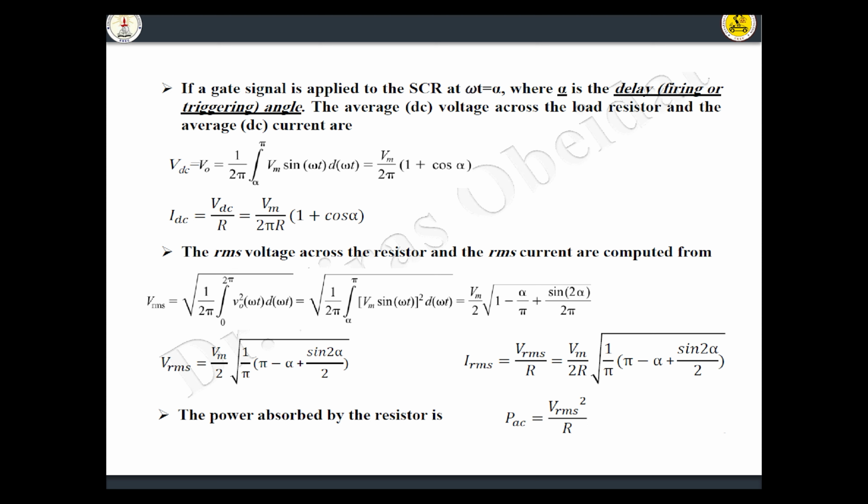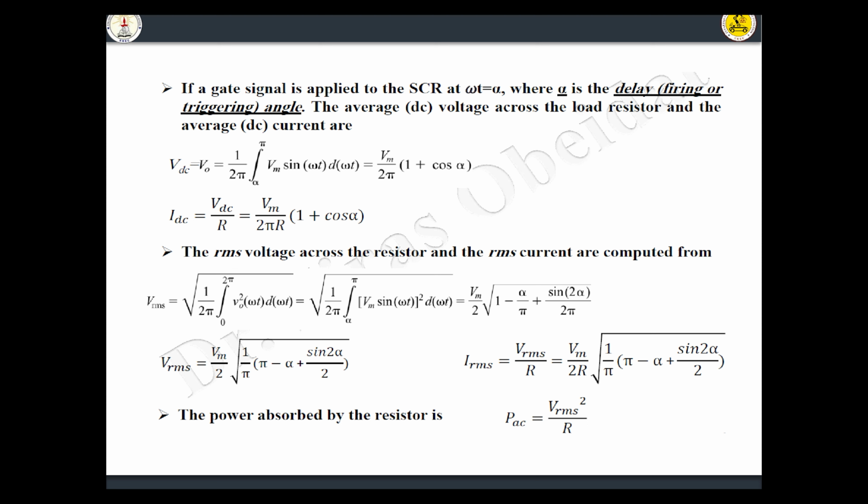In the same way we find the IRMS value, which is equal to Vrms divided by R. We already found the value of Vrms, so substitute here: Vm by 2R times the square root of 1 by pi into pi minus alpha plus sin 2 alpha by 2. The power absorbed by the resistor is PAC, which is equal to Vrms squared divided by R. Therefore, from the above equations we find the average output voltage, RMS output voltage, average current, RMS current and power absorbed by the resistor.